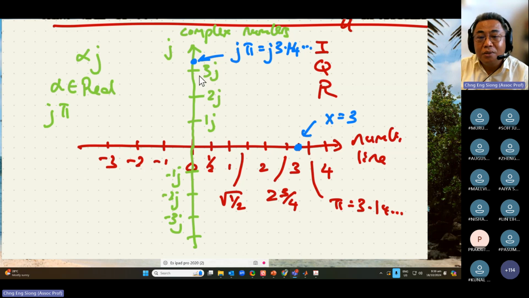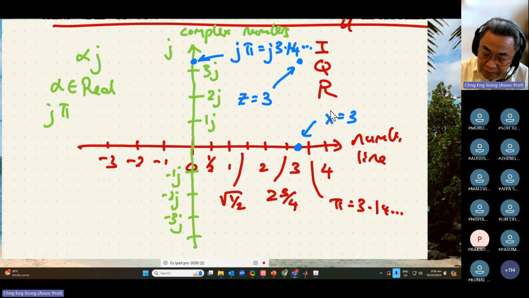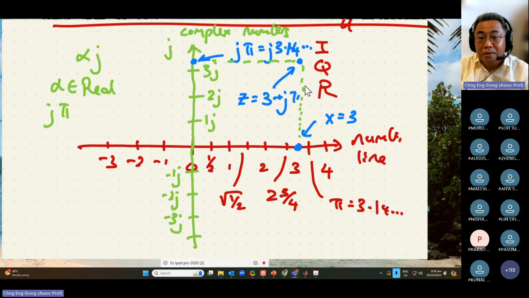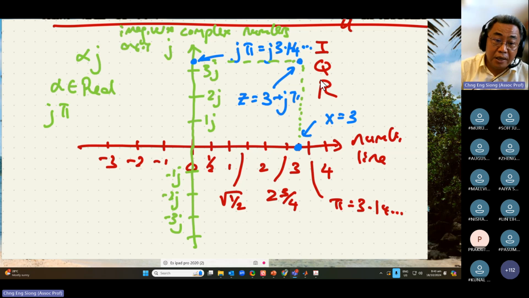So now I have 3 here. I have J pi here. What do you think this number is? It is Z equals 3, the real number, plus J pi. Where is this? So this number is 3 along the real axis, pi along the imaginary axis. So this is the imaginary axis on the vertical line, and the red one is the real axis.